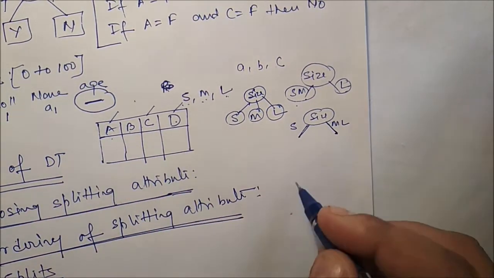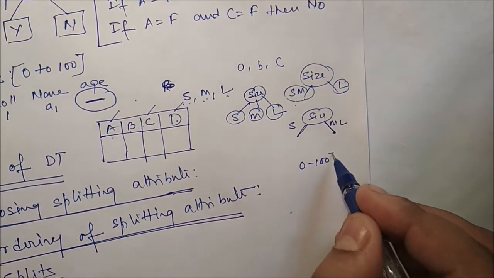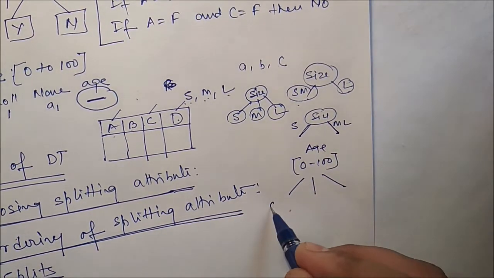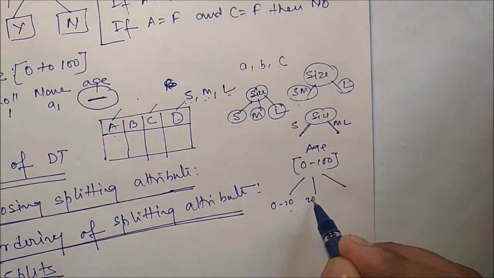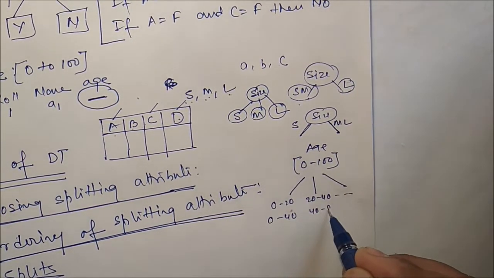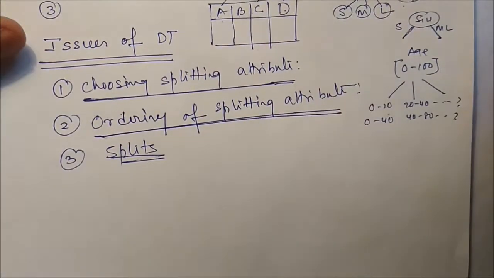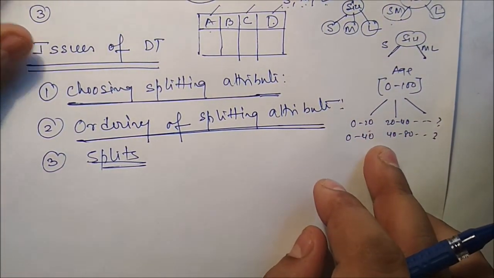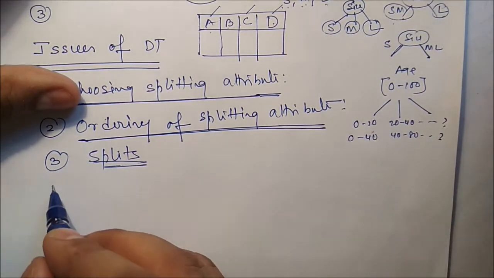Similarly, if the age is there, how to break this age? Suppose the age is in between 0 to 100. So how to break this age? Say 0 to 20, 20 to 40, or 0 to 40, 40 to 80, what? So which particular splitting format is appropriate for the tree? So it's very difficult to identify.